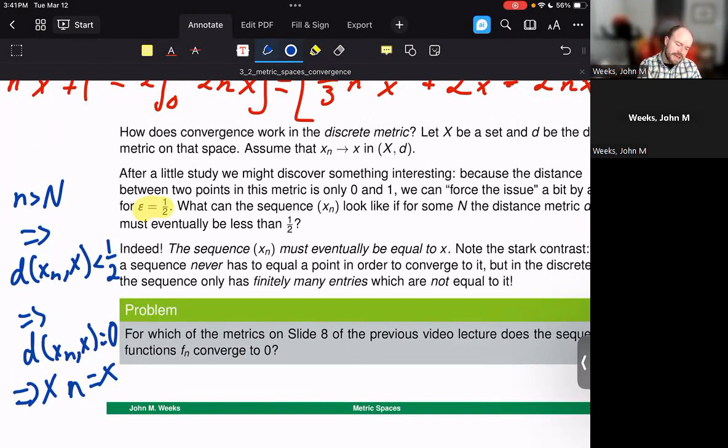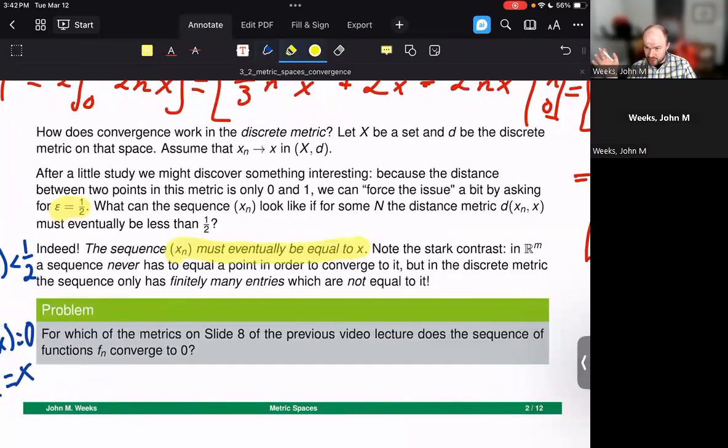So we're saying that there is some sort of cutoff point so that x sub n is equal to x for everything past that cutoff point. The sequence x sub n must eventually be equal to the value of x. Notice the stark contrast to this in terms of R^m. There, a sequence never has to equal a point in order to converge to it. But in the discrete metric, the sequence only has finitely many entries, those to the left of the cutoff point, capital N, that we described before, which are not equal to it.